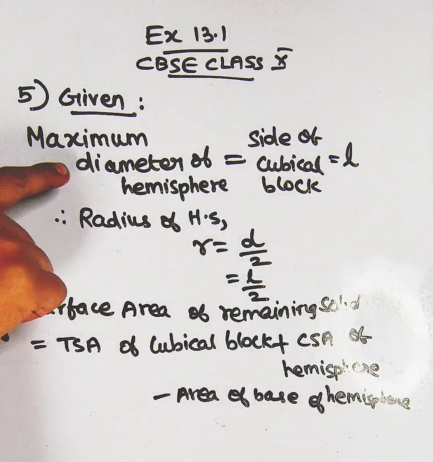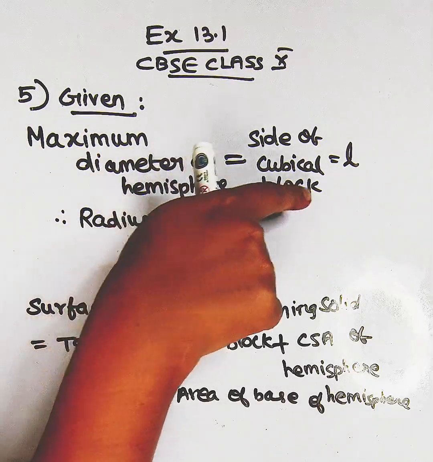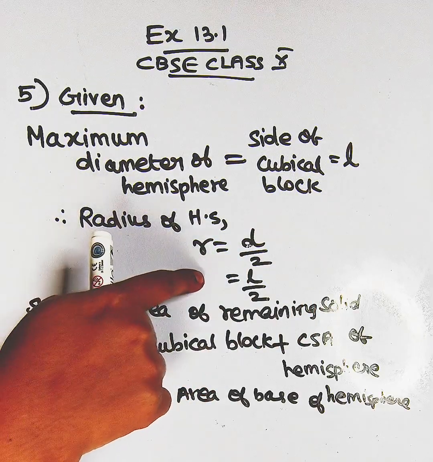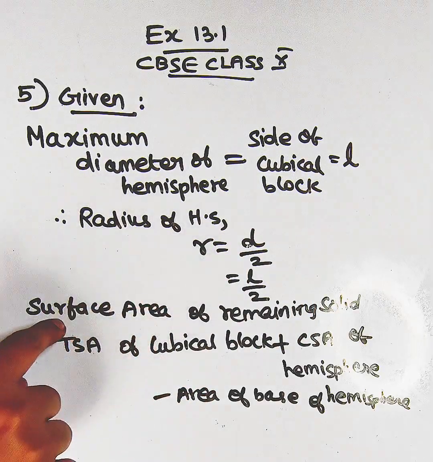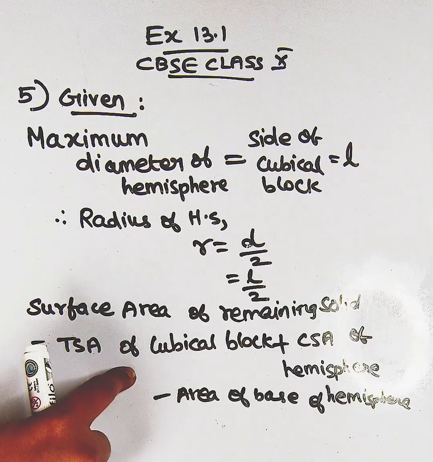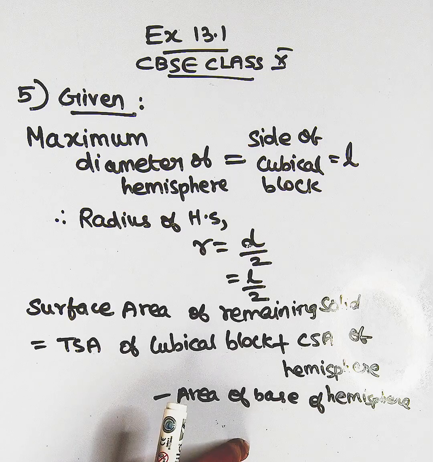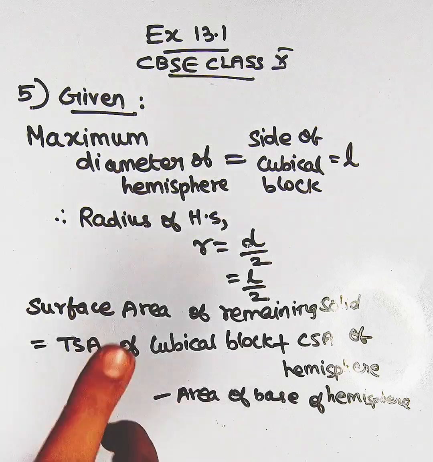So it is given that the maximum diameter of the hemisphere is equal to the side of the cubical block, that is L, and we take it as the diameter of the hemisphere. So radius is dividing by 2, we get L by 2. To find the surface area of the remaining solid, we add the TSA of the cubical block and the CSA of the hemisphere and subtract the area of the base of the hemisphere. So that gives us the answer.